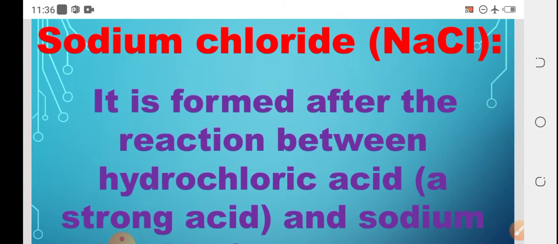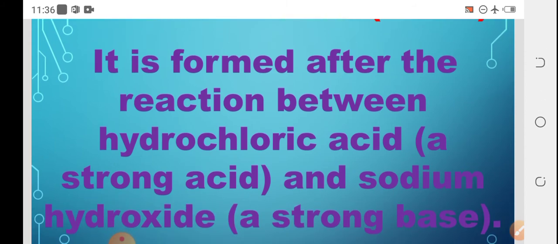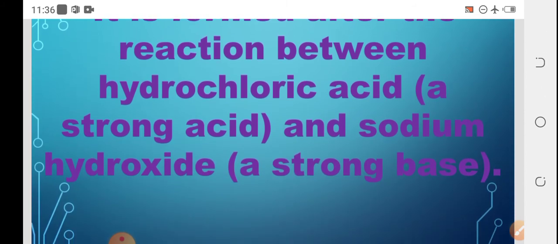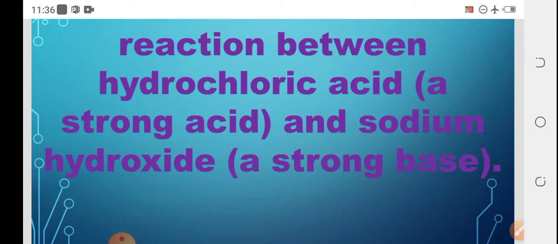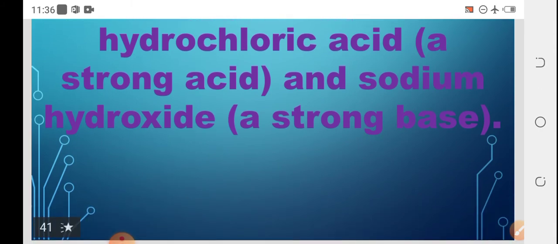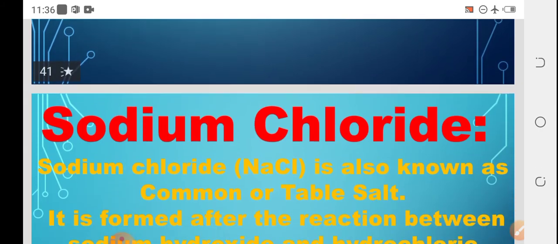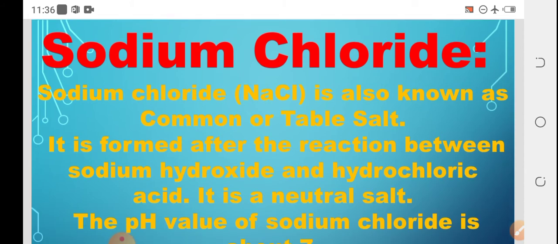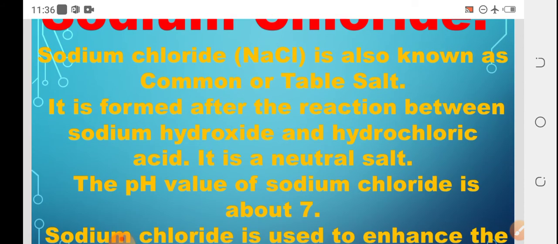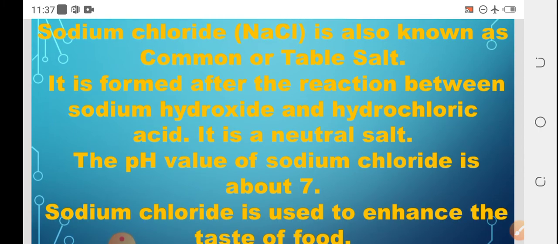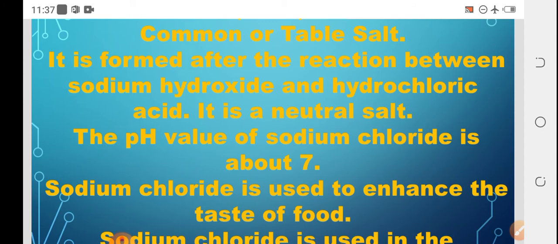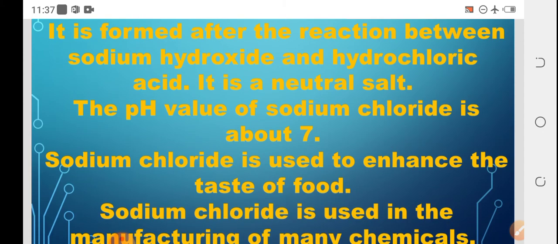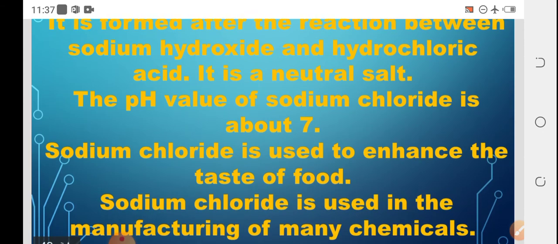What is sodium chloride? It is formed after the reaction between hydrochloric acid, a strong acid, and sodium hydroxide, a strong base. Sodium chloride is also known as common or table salt. It is formed after the reaction between sodium hydroxide and hydrochloric acid. It is a neutral salt. The pH value of sodium chloride is about 7.